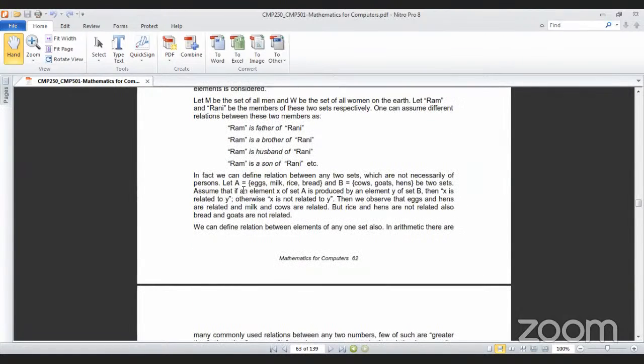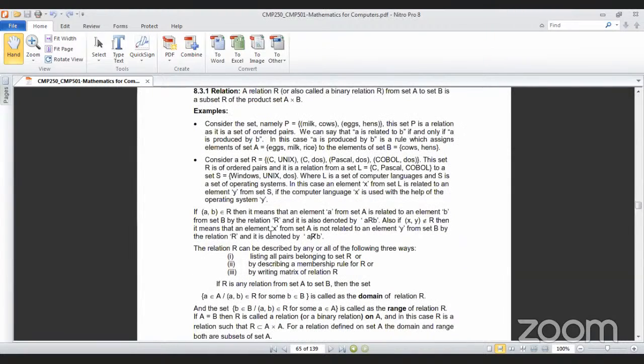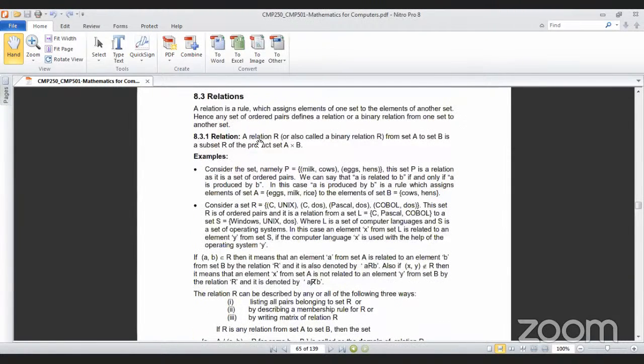So if I have to define the relation, it should be production. So eggs and cow will be there, correct? Eggs and goats will be there. After that, milk and cows will be there. Milk and goats will be there. Rice and bread don't matter because both of them don't give us anything. Done. So it will be your relation. So you can say relation is what?